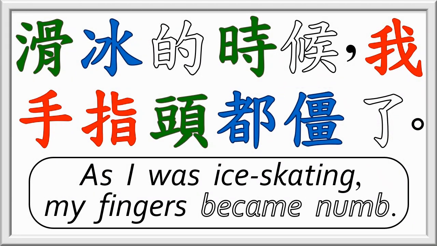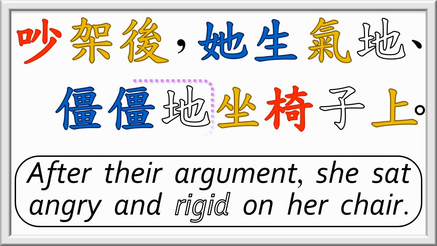More useful is 僵 with the person radical, referring to stiffness in everyday situations. 滑冰的时候，我的手指头都僵了。My fingers became numb from the cold when I was ice skating. 吵架后，他生气地僵僵地坐椅子上。After their argument, she sat angry and rigid on her chair.